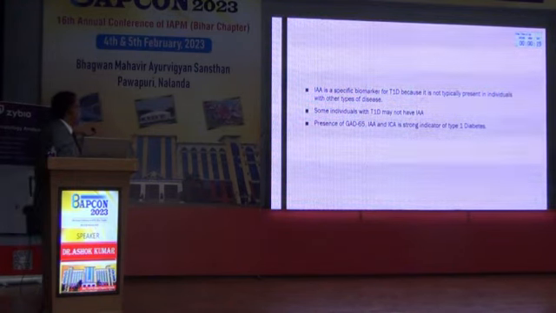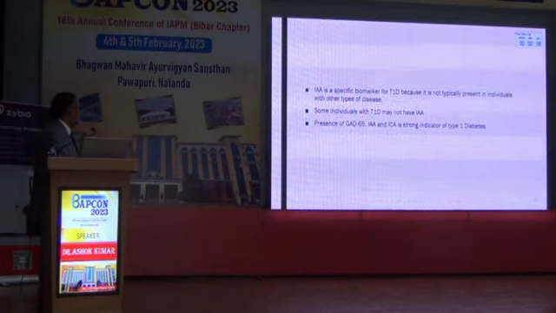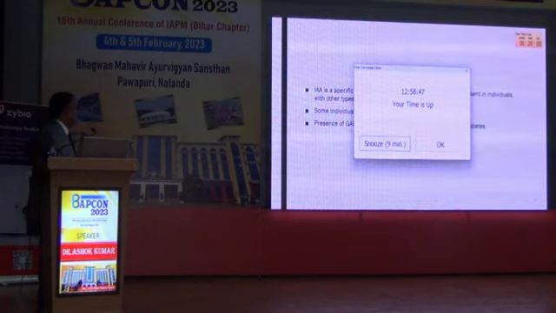Insulin associated antibody is a specific biomarker for type 1 diabetes because it is not typically present in individuals with other diseases. Some individuals with type 1 diabetes may not have insulin associated antibody. Presence of GADA, IAA, and ICA is a strong predictor for diabetes.